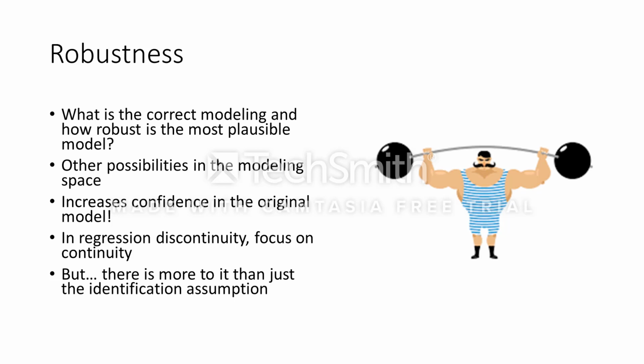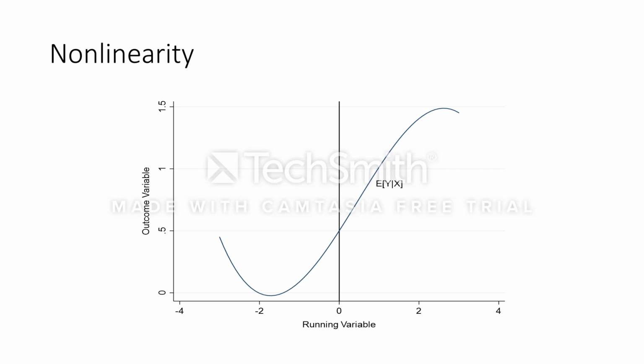Robustness testing in regression discontinuity investigates the strength of these assumptions, no manipulation. But there is more to it than just the identification assumption of continuity. I attempted to show three model space choices that also play an important role in finding an effect of a policy using regression discontinuity. The first one is related to nonlinearity.